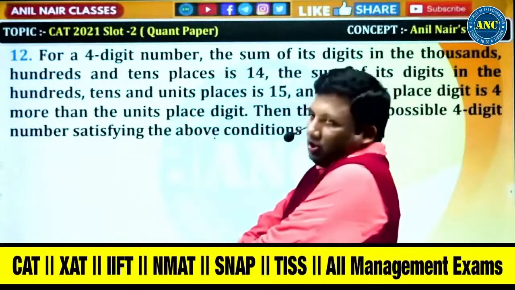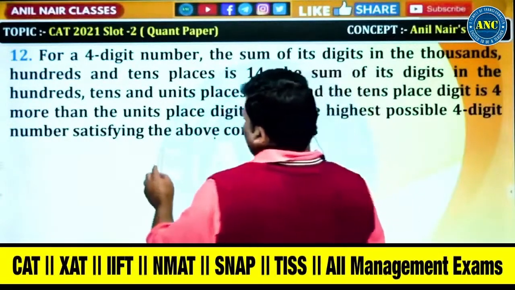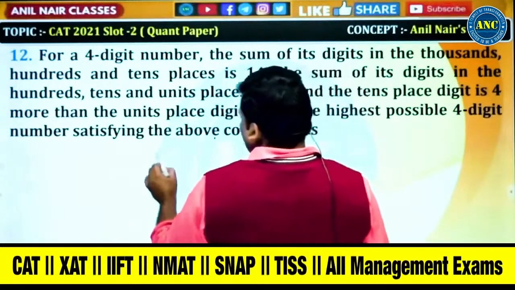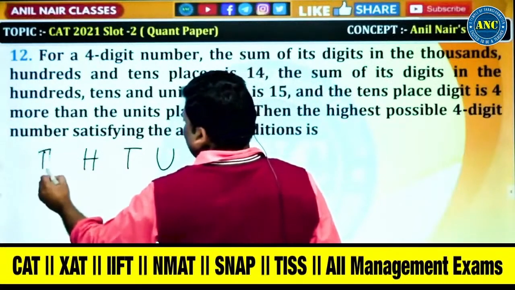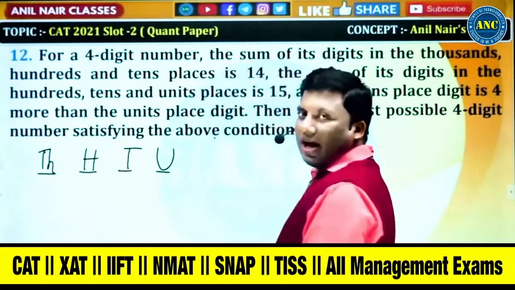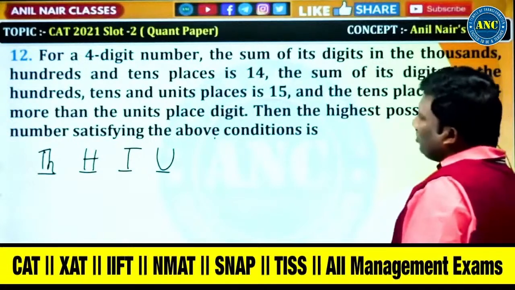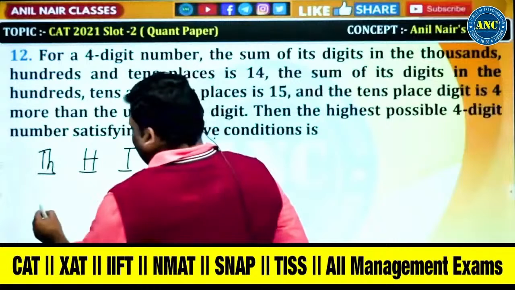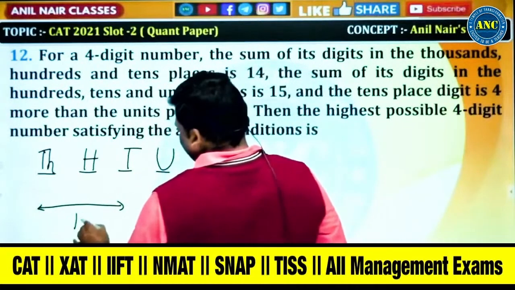Another question, the 12th question. A 4-digit number will have a units place, tens place, hundreds place, and thousands place. The sum of the digits in the thousands, hundreds, and tens places is 14.